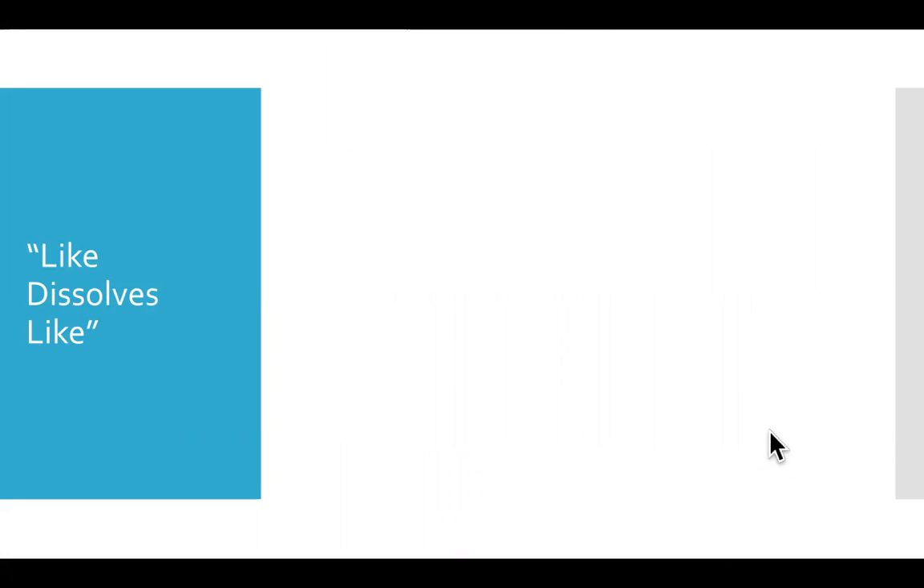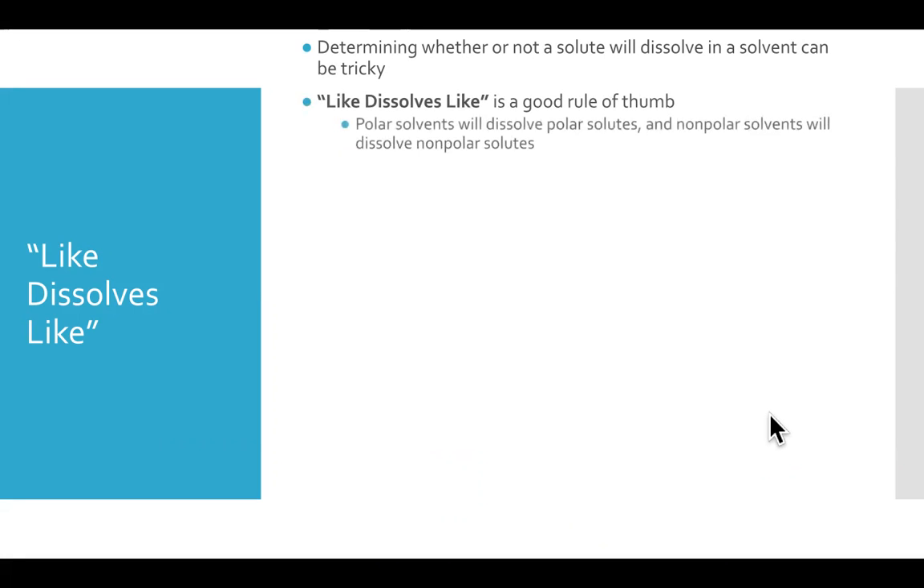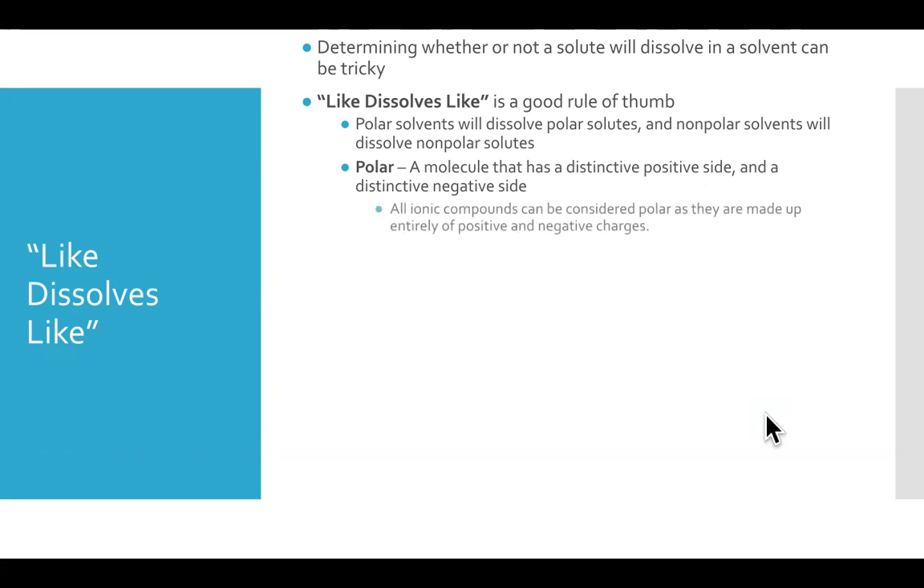Like dissolves like is a really classic idea in solubility. And it really is a good answer to determine whether or not a solute will dissolve in a solvent. Polar solvents will dissolve polar solutes, and non-polar solvents will dissolve non-polar solutes. Remember, polar just means a molecule that has a distinctive positive and negative side. So we talked about water as being a polar molecule in the last video. All ionic compounds are polar because they're made up of positive and negative charges. Some molecular compounds are also polar.